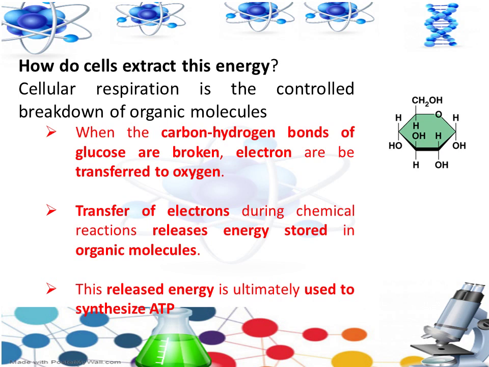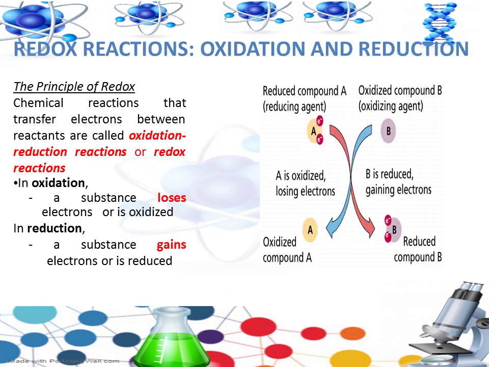Macam mana cellular respiration ni boleh menghasilkan ATP. Okay, disebabkan oleh bonding antara carbon and hydrogen, okay, the transfer of electron, and then this releasing energy is used to synthesize the ATP. Okay, now we go into redox reactions.